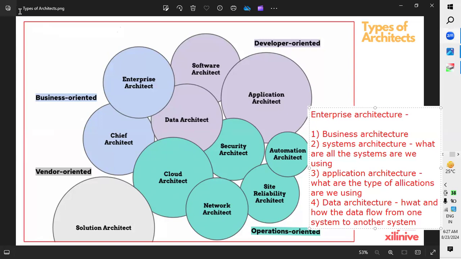Is this understood now? Clear? Yes, sir. It's clear now. Right. So this is what enterprise architecture is. To do this, there are roles called enterprise architect or chief architect, which come under the business oriented part. Understood? Clear?